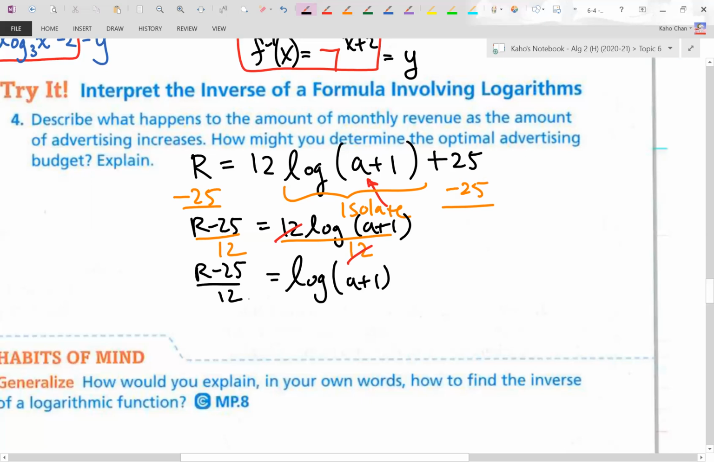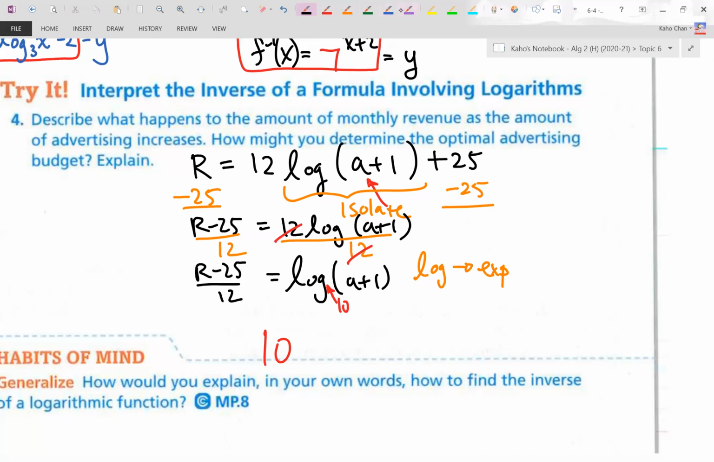Now, I need to solve for a. Unfortunately, it's in log form. We want to convert from log form to exponential form. All right, here we go. Let's look for the base. Whoa, whoa, whoa. Where is that little number, Mr. Chan? Well, it's invisible. The base is 10. If it's not there, then it's the common base, base 10. 10 to the power on the other side. Boomerang. Wait a second, Mr. Chan. The other side is this whole ugly mess.